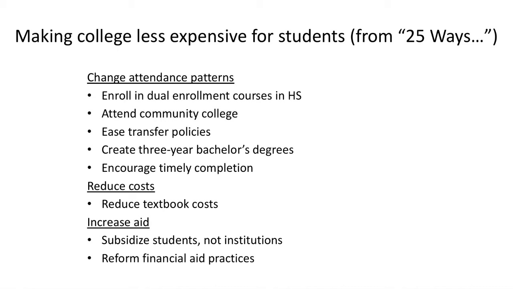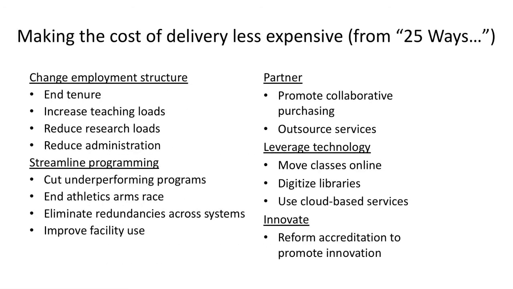The other recommendation that is in this category of reducing expenses for students is to increase aid and to provide aid directly to students, not to institutions. On this slide, what I'm focused on is there are a lot of ideas in the 25 Ways paper that focus on reducing tuition costs or other related costs for students. And those are good things, but they're certainly not about changing the way that higher education operates. I want to move on and talk now about making the cost of education less.